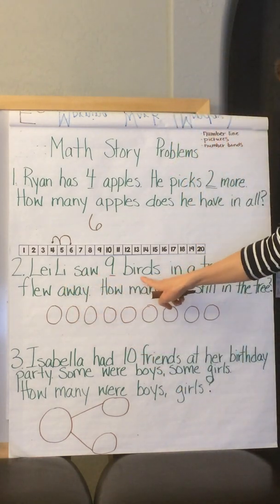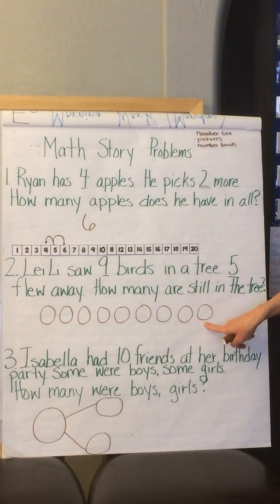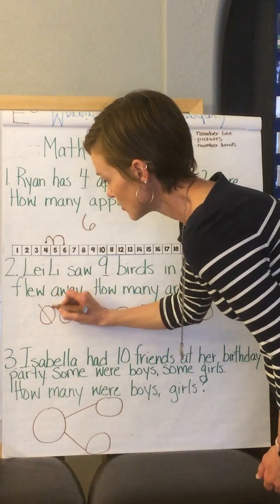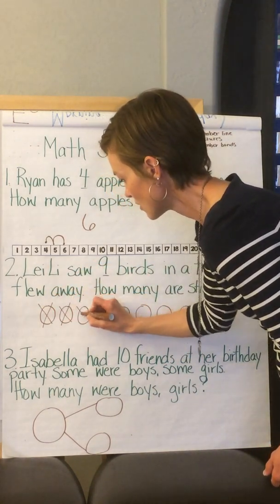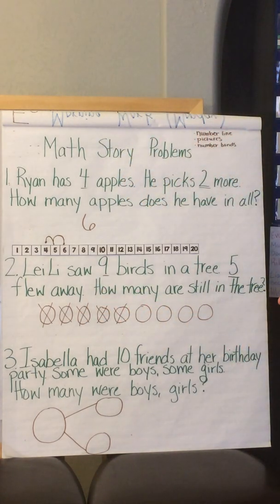So Laylee saw 9 birds in a tree. So we have our 9 circles to show the 9 birds. Now how many birds flew away? 5. What could we do to show those birds flew away? Say it out loud. What could we do to show that? We've talked about it in class. We could put an X through it to show that they are no longer there. They flew away. 1, 2, 3, 4, 5. So 5 of the birds flew away. They're not there anymore.